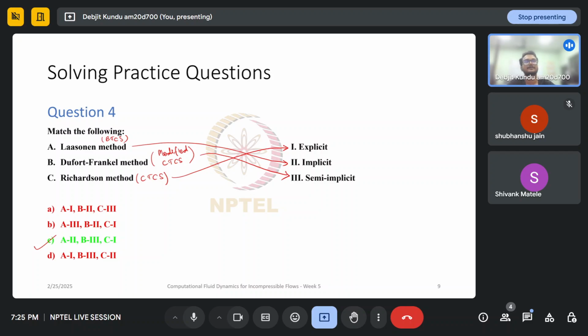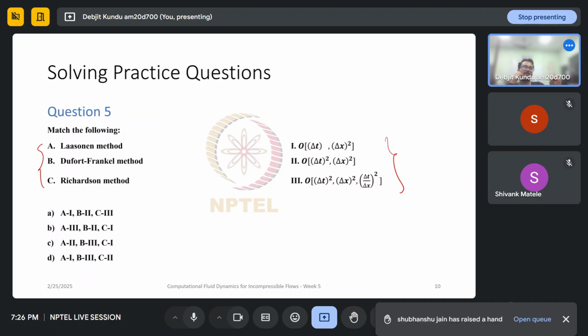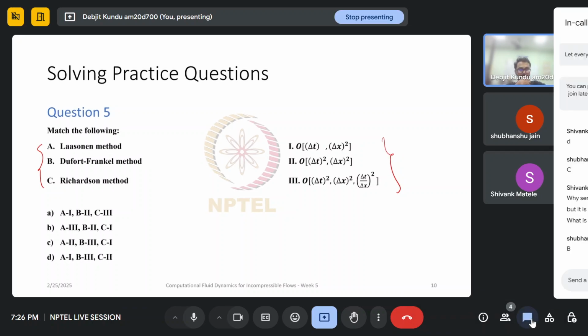Let's move along to the next question. So we have another match the following type of question, where we have the same methods that we saw earlier, Laasonen, Dufort-Frankel and Richardson method, and the corresponding orders of those methods, the orders of the leading order errors of those methods. Once again, you have to match the method with the error that is there.